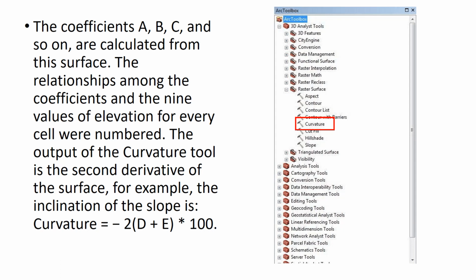The output of the curvature tool is the second derivative of the surface. For example, the curvature is minus 2 multiplied by D plus E, multiplied by 100. So there are two types of curvature functions. One is in the 3D Analyst tool in Raster Surface Curvature, and the second one is in the Spatial Analyst tool. And so this is the end.